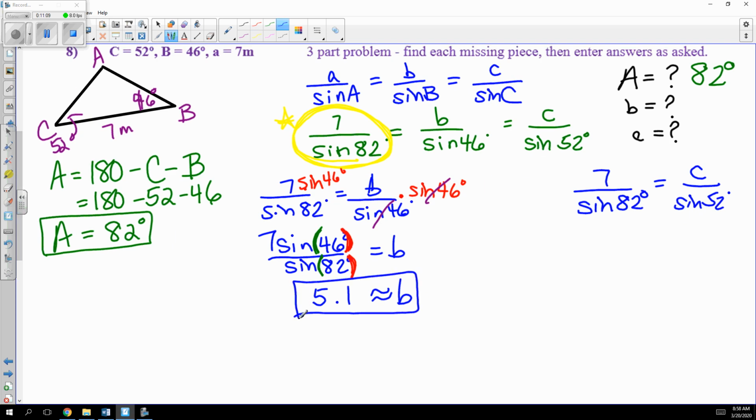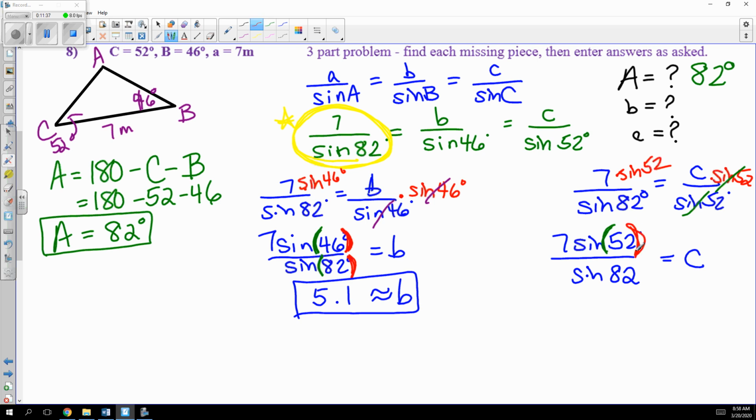Now we found the value of B, that was 5.1. We're going to repeat that process all over again to find side C, so we multiply by sine of 52 on both sides so that you can cancel it on the right. 7 sine of 52 degrees divided by sine of 82 degrees is equal to C. Don't forget that when your parentheses get opened when you type it in, you definitely have to close those parentheses behind the 52 before you divide.